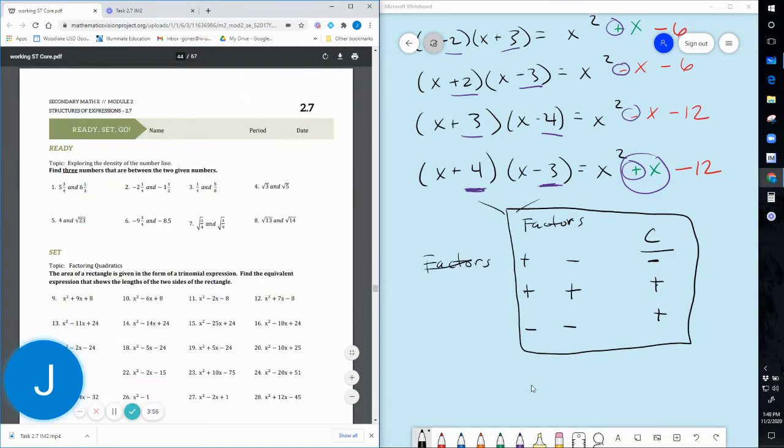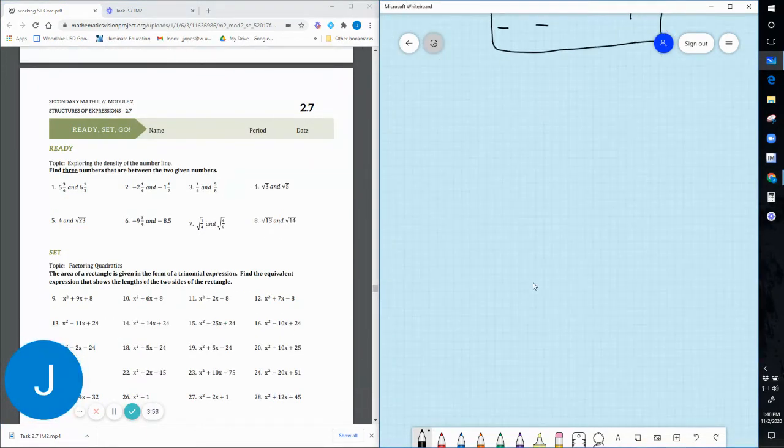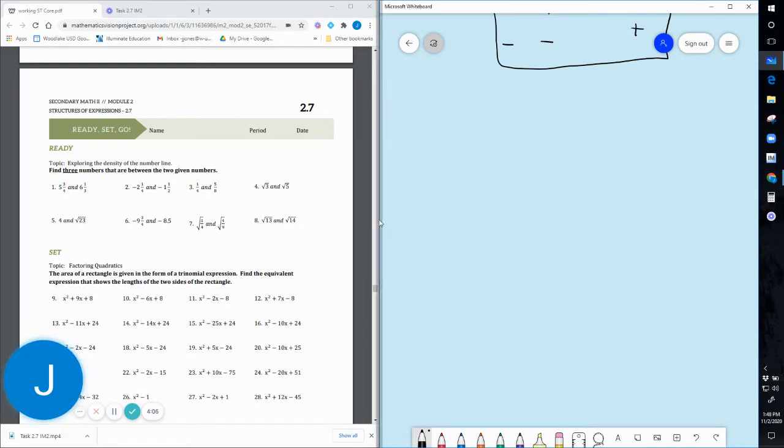All right, let's go ahead and do what we came to do, which was Ready, Set, Go 2.7. If you'll notice on numbers 1 through 8, it says find 3 numbers that are between the two given points. So I'm going to go ahead and do number 1 for you. Okay, so 5 3/4, if I put that on a number line, and then way over here, I'm going to put 6 1/3.